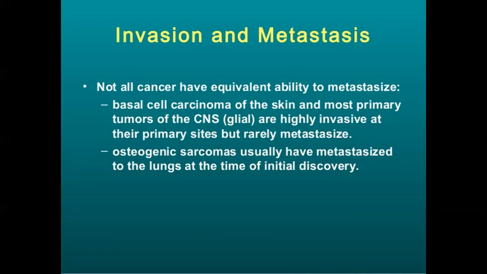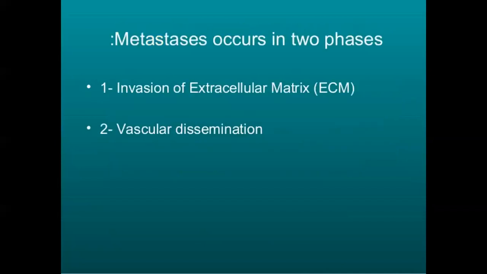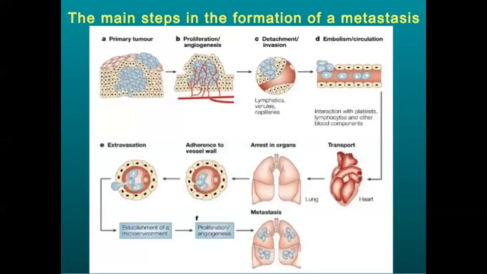The basal cell carcinoma of the skin and most primary tumors of the CNS, like glial tumors, are highly invasive at their primary site, but they rarely metastasize. Osteogenic carcinomas usually have metastasized to the lungs at the time of initial discovery. Metastasis occurs in two phases. First one is the invasion of extracellular matrix, and the second one is the vascular dissemination.